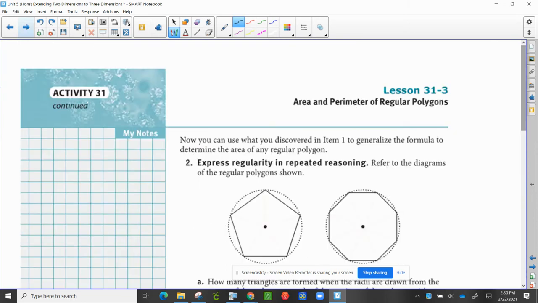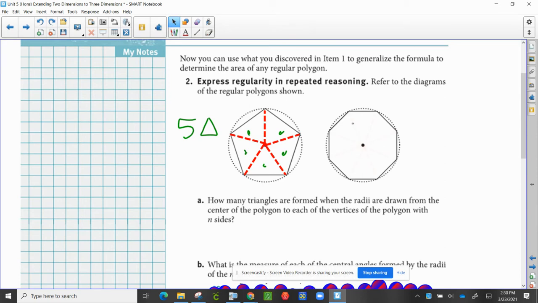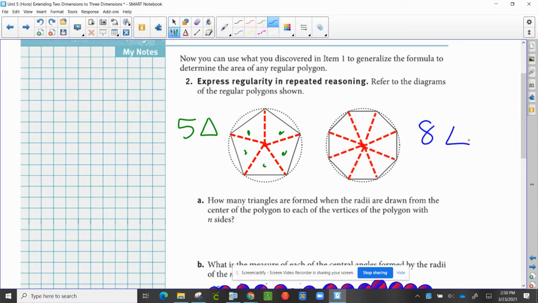Okay. So we can kind of use this idea to find the area of any polygon. Okay, if we have a regular pentagon, we can look at this as having 1, 2, 3, 4, 5 triangles. Okay, or a regular octagon, if we draw all the radii coming from the center, we would have 8 triangles. So how many triangles are formed when we have an n-sided polygon? Well, we'd have n triangles.